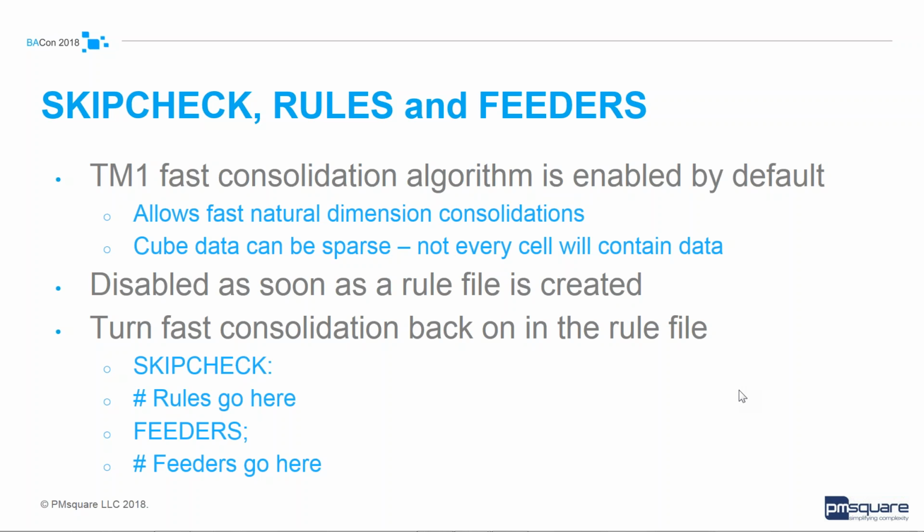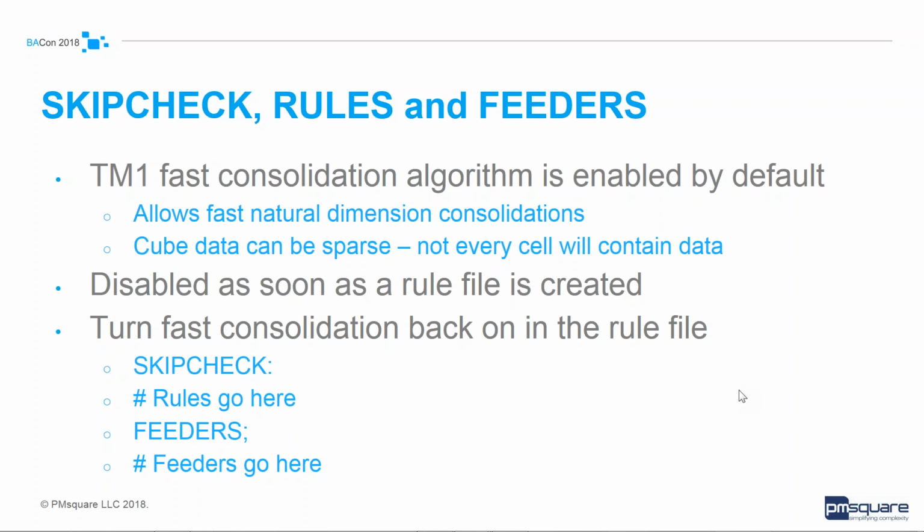When a rule file is created for a cube, the skip check function is automatically turned off because there's a problem with skip check. He has a blind spot. You can't see the results of a rule. They all appear as a 0, so he skips rule calculated cells, and that can be bad.